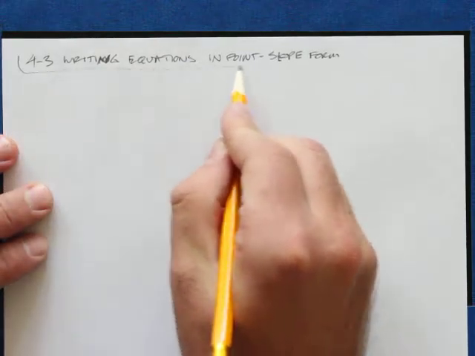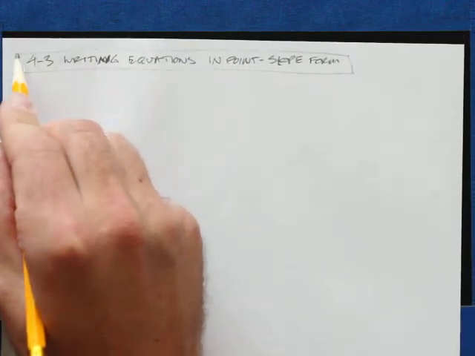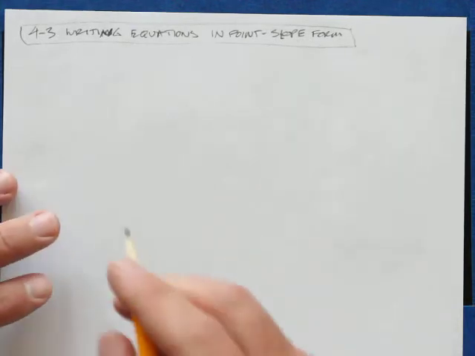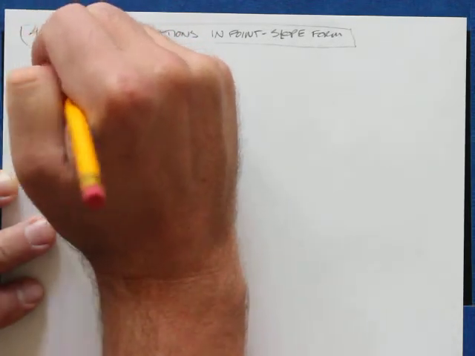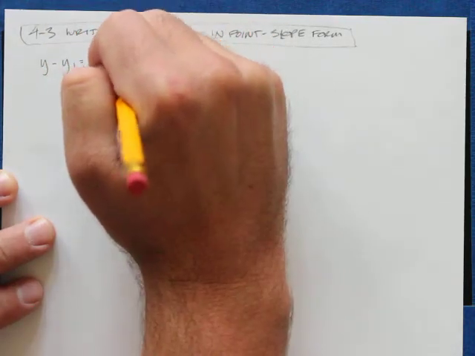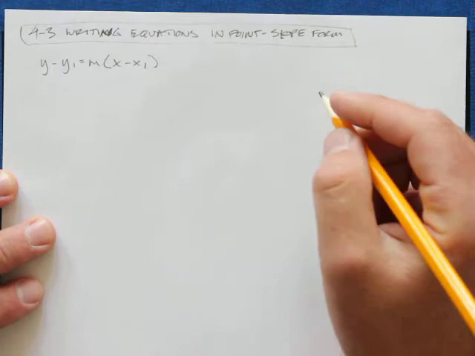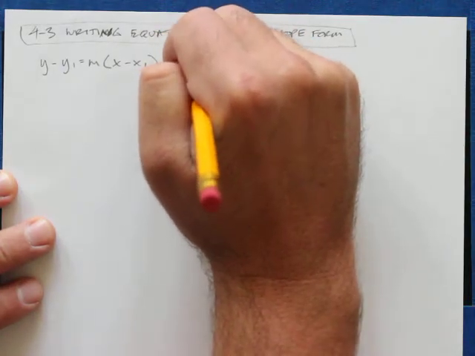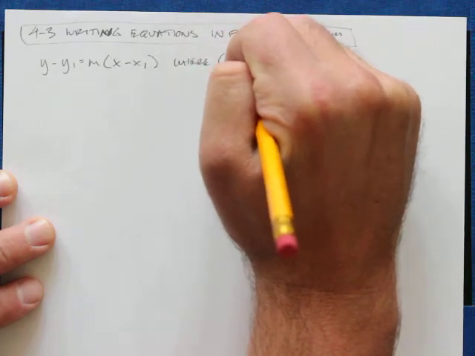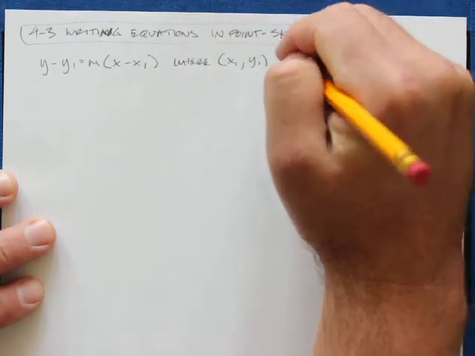Please excuse the messy writing. Okay, writing equations in point-slope form. Point-slope form is this: y minus y1 equals the slope times x minus x1, where x1, y1 is a given point.